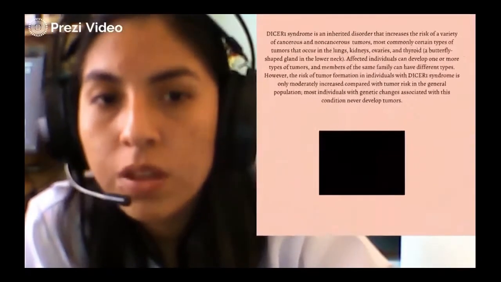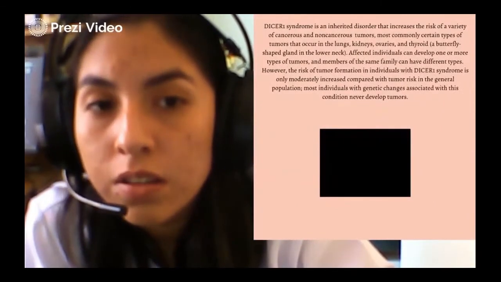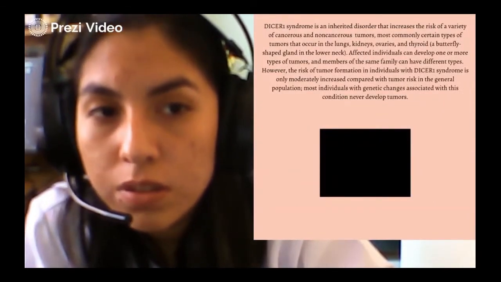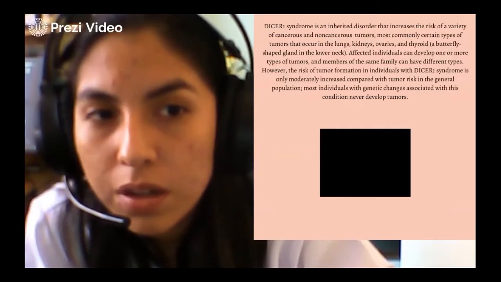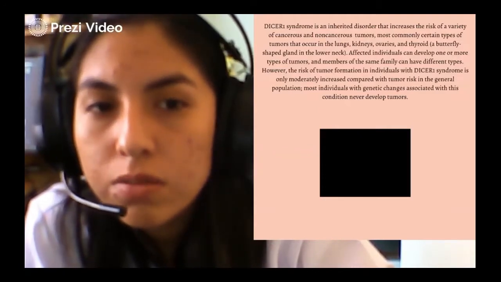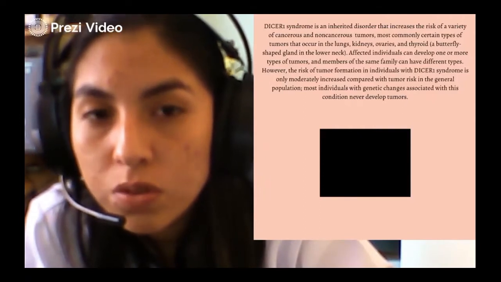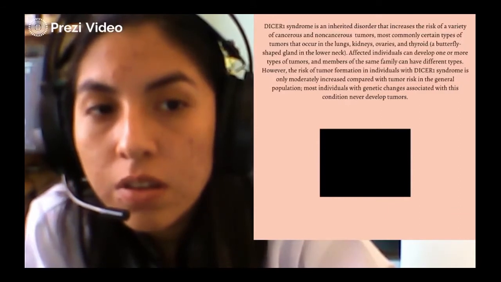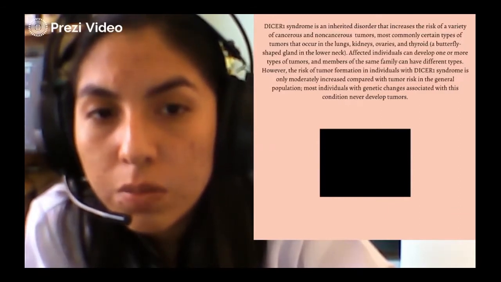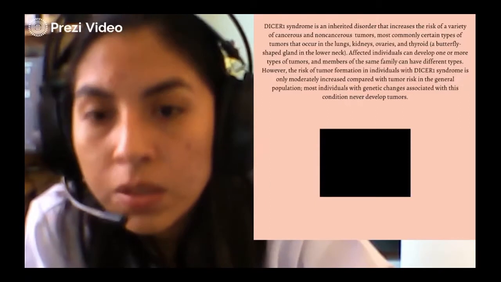Dicer1 Syndrome is an inherited disorder that increases the risk of a variety of cancerous and non-cancerous tumors, most commonly certain types of tumors that occur in the lungs, kidneys, ovaries, and thyroid, a butterfly-shaped gland in the lower neck.